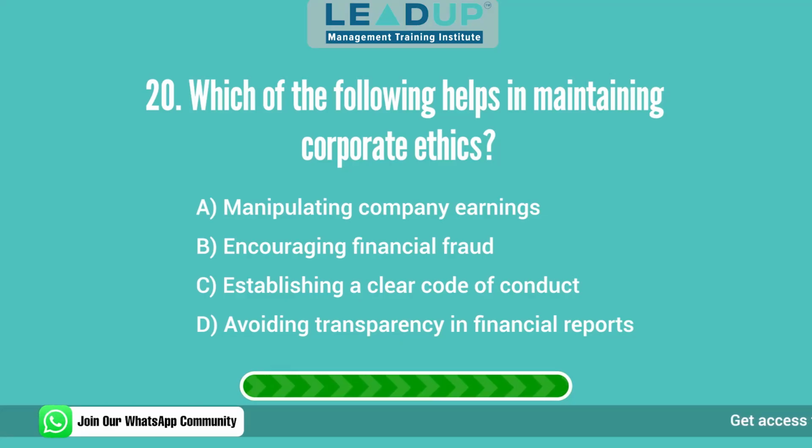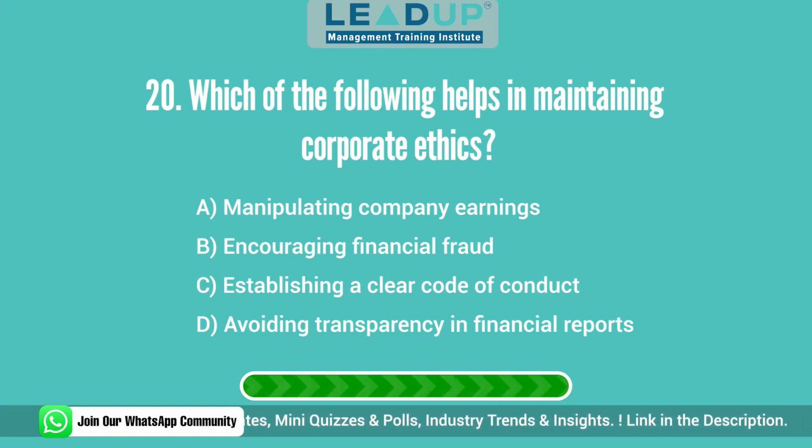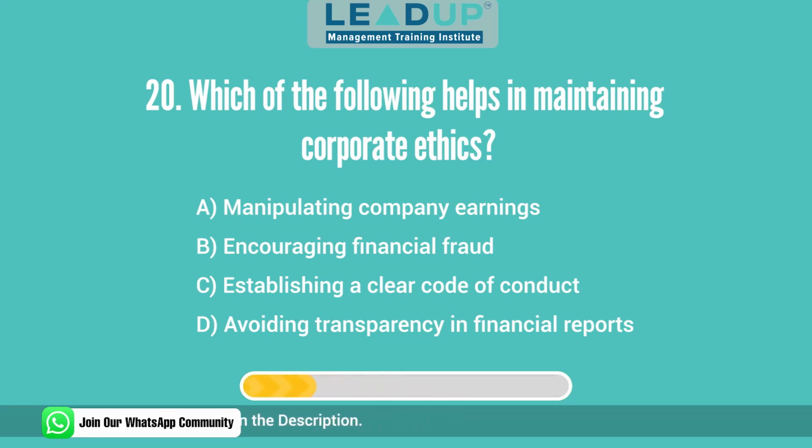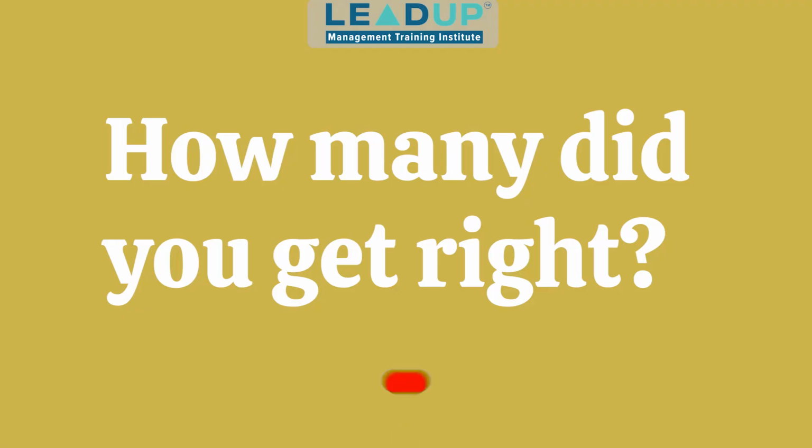Question 20. Which of the following helps in maintaining corporate ethics? A. Manipulating company earnings. B. Encouraging financial fraud. C. Establishing a clear code of conduct. And D. Avoiding transparency in financial reports. Answer: establishing a clear code of conduct.